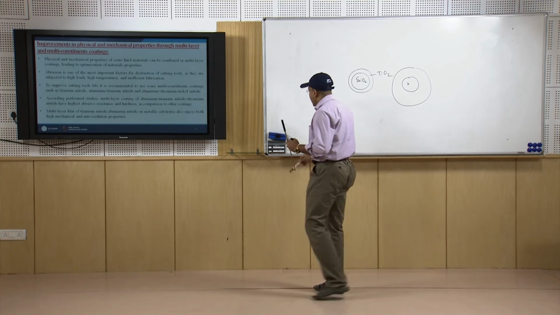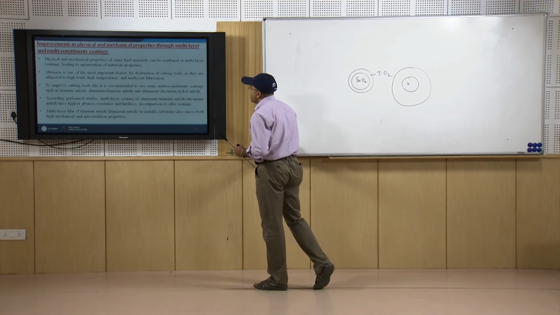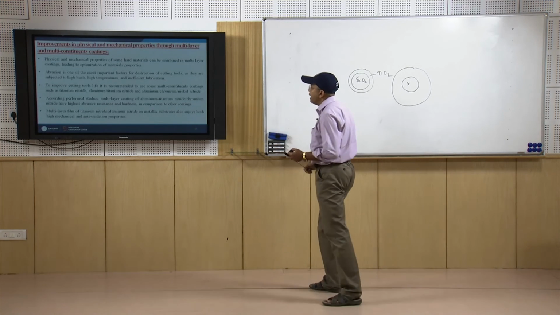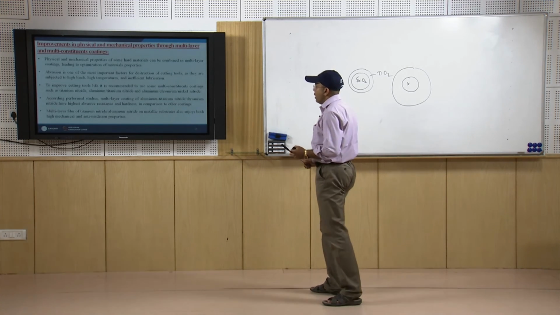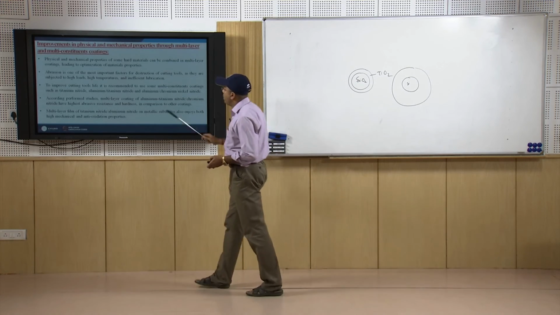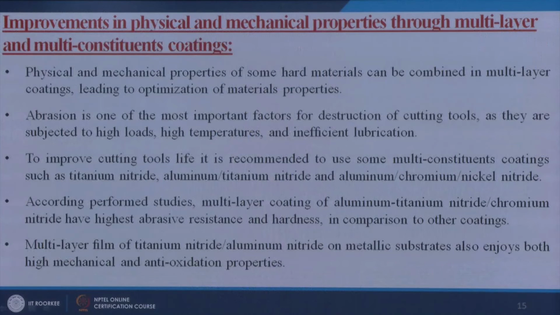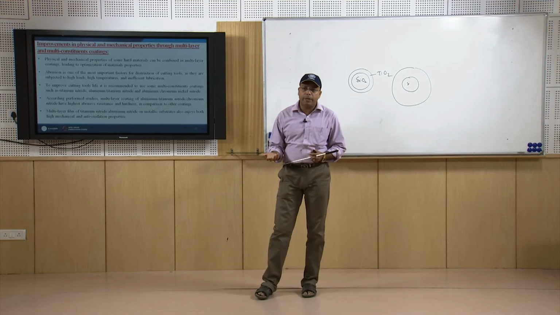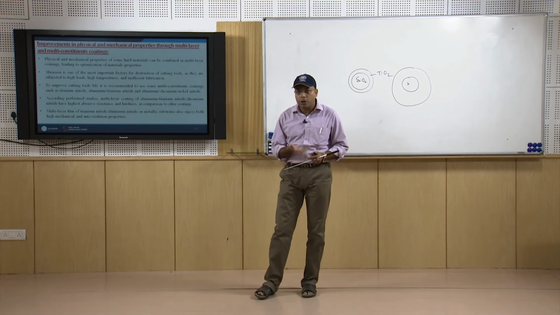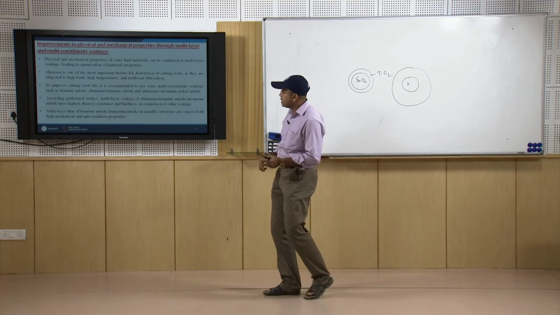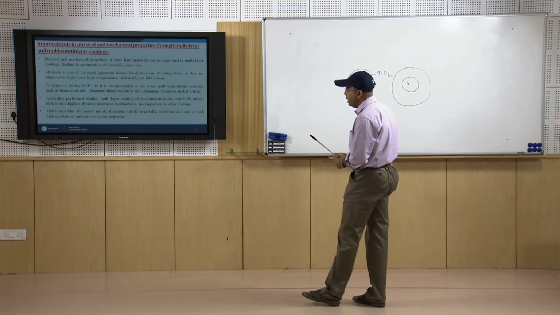Next, what are the improvements generally in physical and mechanical properties through multi-layer and multi-constituent coatings? First, the physical and mechanical properties of some hard materials can be combined in multi-layer coatings, leading to optimization of material properties. Yes, of course, that totally depends upon our requirement. I can put some kind of soft material, on top of that I can put some kind of hard material, and again on top of that some kind of soft material. It totally depends upon our requirement.